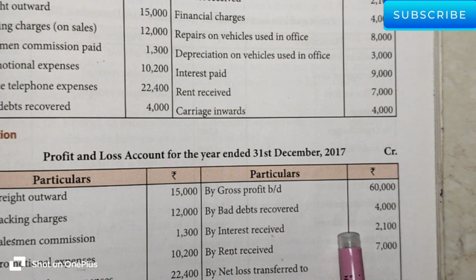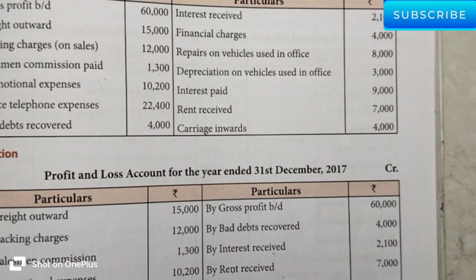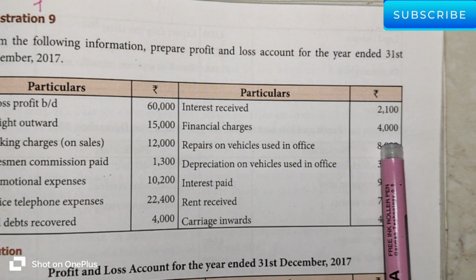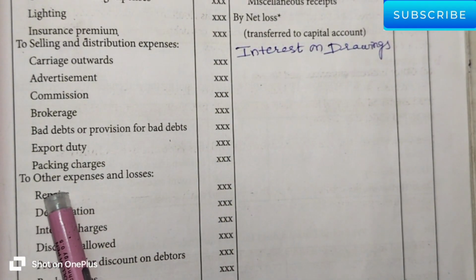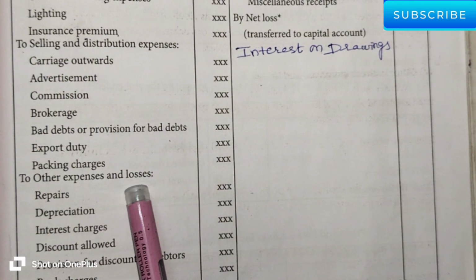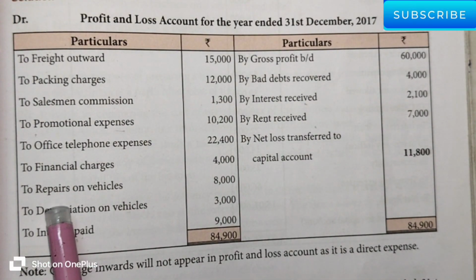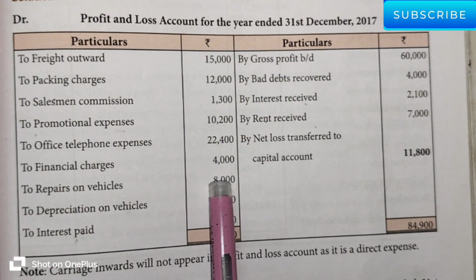By interest received 2,100, we enter on the credit side. By rent received 7,000 rupees, we enter on the credit side of the profit and loss account. Then financial charges 4,000 rupees. All the charges come under other expenses and losses on the debit side of the profit and loss account. So you have to enter it on the debit side: To financial charges 4,000 rupees.